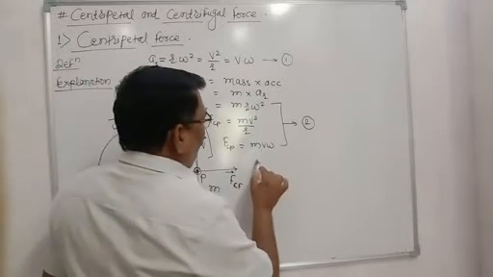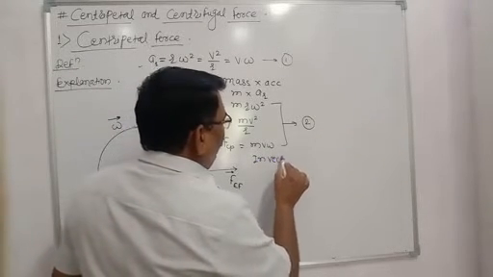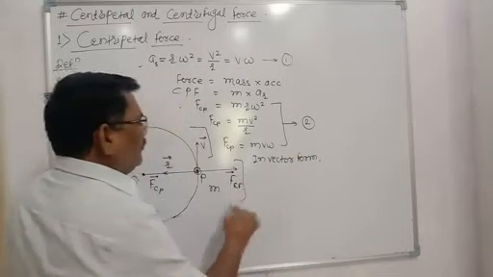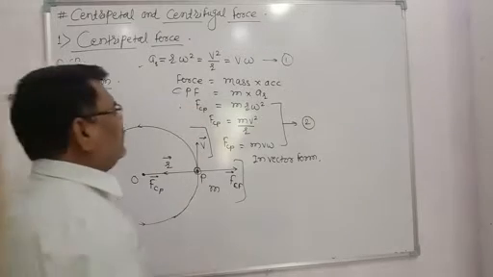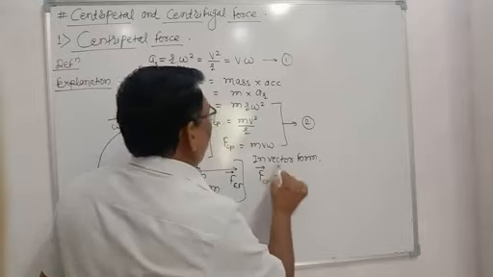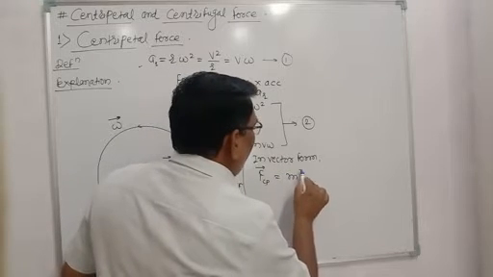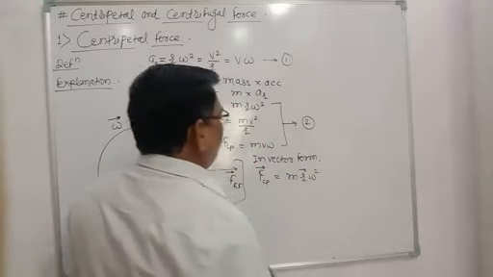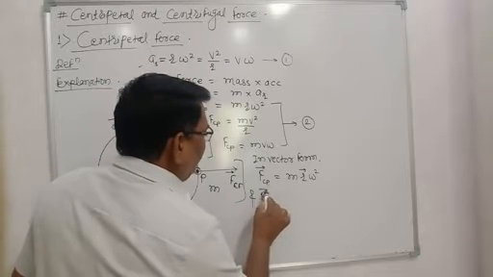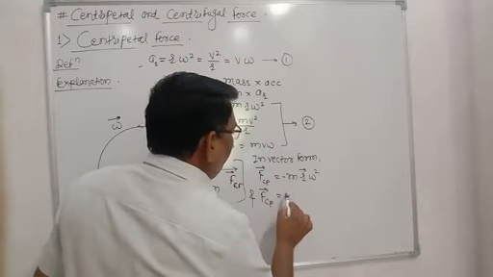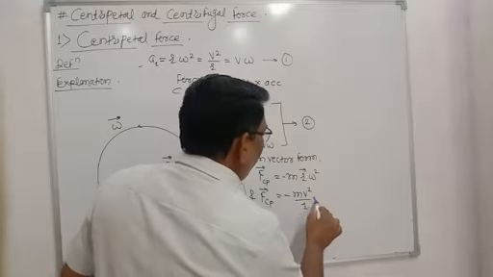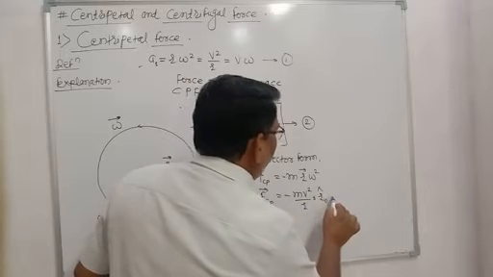In vector form, the above equations can be written as F_CP bar = m into r bar omega square, and it can also be written as F_CP bar = minus m v square upon r into r0 cap.